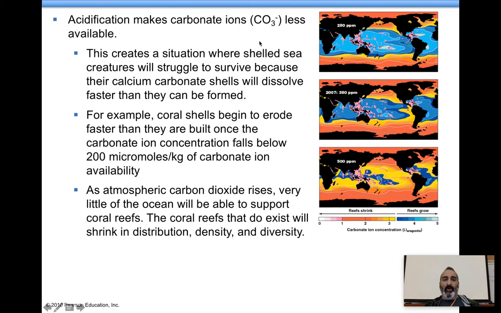Less carbonate in the water means shelled sea creatures are not able to form shell as fast as the shell is dissolving. So those lower pHs will dissolve their shells, basically. So that is a major problem for shelled creatures. We're talking about coral reefs being important. Well, they're getting destroyed. This is one of the things that's destroying coral reefs.